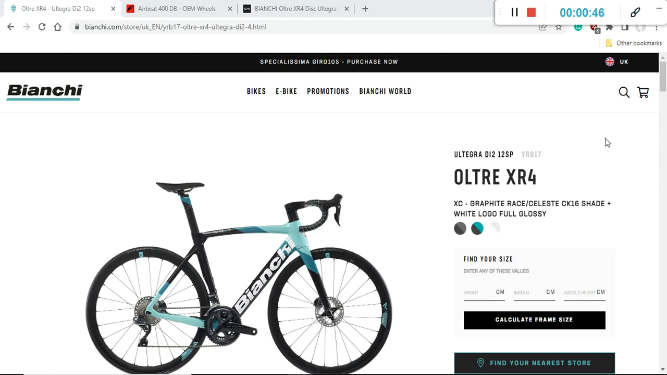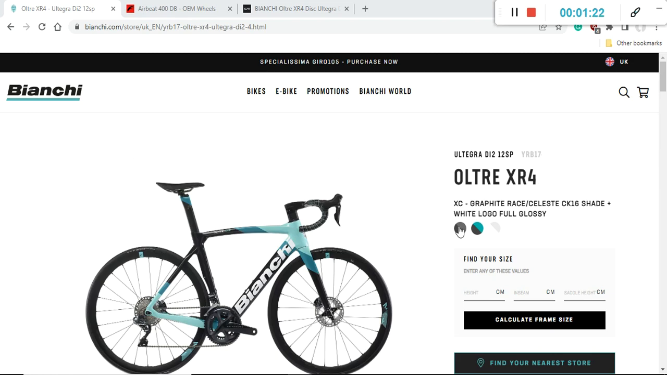This Bianchi Oltre XR4, so who is this bike for? Let's first answer this question. As you see, this is a heavily aerodynamically optimized road bike, so everything from the frame, fork, handlebar, stem, and the seat post. So if you are interested in going as fast as possible in a straight line and minimizing your drag, then definitely you should consider the Bianchi Oltre XR4. Just don't expect this bike to be very light or very stiff, because this is not the point of this bike.